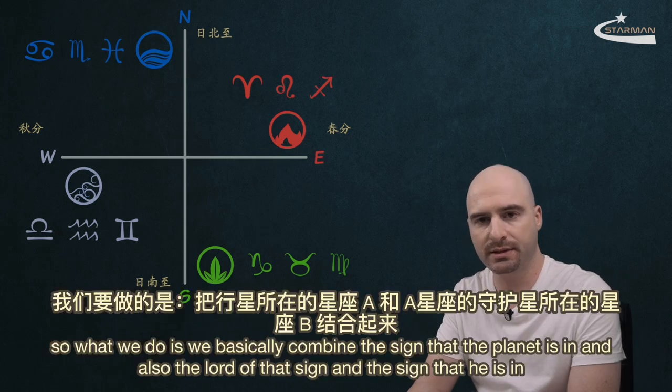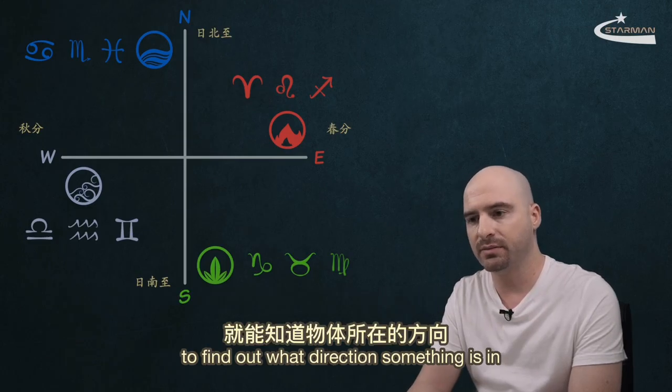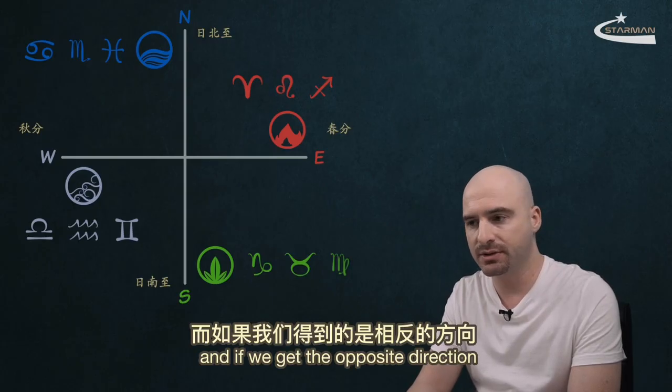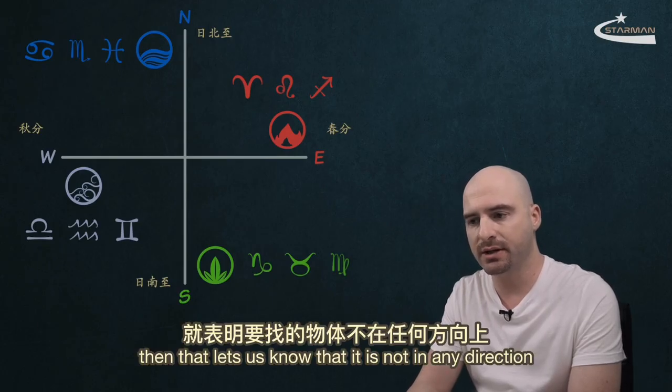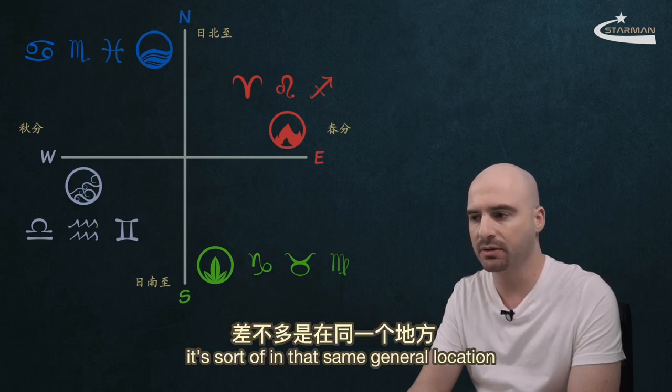So what we do is we basically combine the sign that the planet is in, and also the lord of that sign, and the sign that he is in, to find out what direction something is in. Okay, and if we get the opposite direction, let's say like south and north, then that lets us know that it is not in any direction, right? It is just right where it is expected to be, in that same general location.